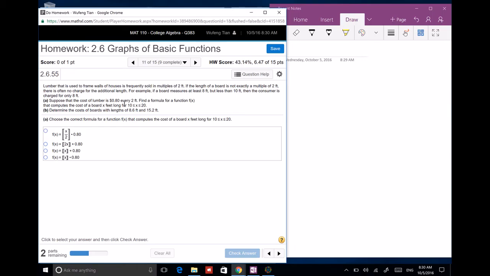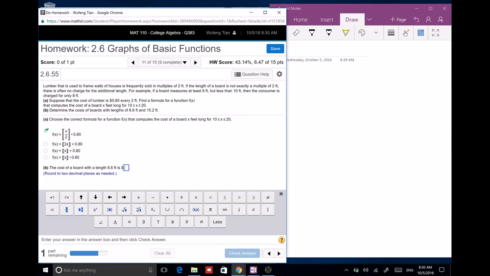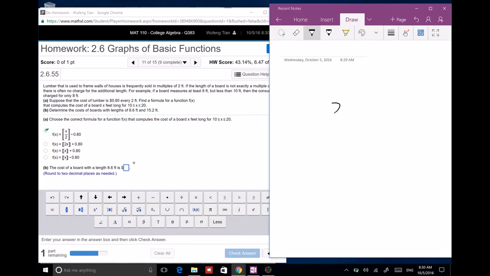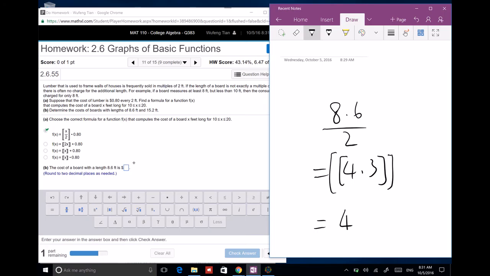Suppose the cost is 0.8 for every 2 feet. Find the formula for the function of x, every 2 feet. Okay, so you divide by 2. Then compute the cost for a length of 8.6 feet. So it's 8.6 divided by 2, which is 4.3. Okay, by the integer function it's going to choose 4, times 0.8, which is 3.2.